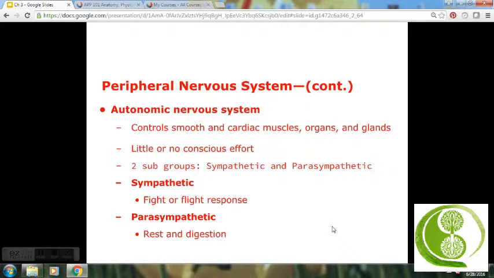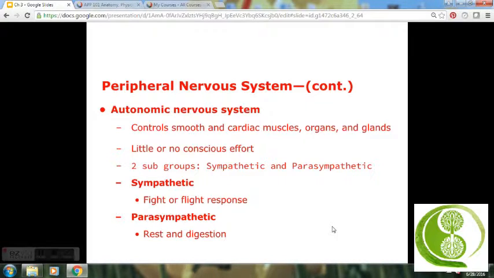Again, thank goodness, or we would forget to make our heart beat or forget to breathe, and we would be in serious trouble. There's 2 subgroups of the autonomic nervous system. There's the sympathetic nervous system and the parasympathetic nervous system. These are 2 subgroups of autonomic nervous system. The sympathetic nervous system is simply your fight or flight group. This is what happens whenever you sense danger. The body kicks into overdrive.